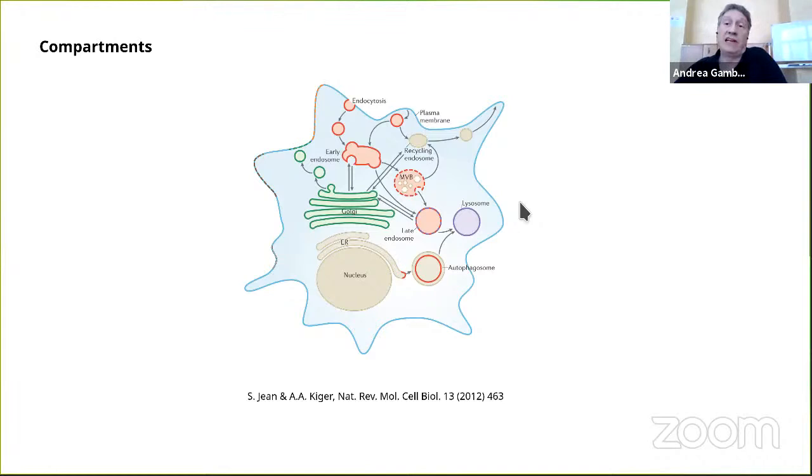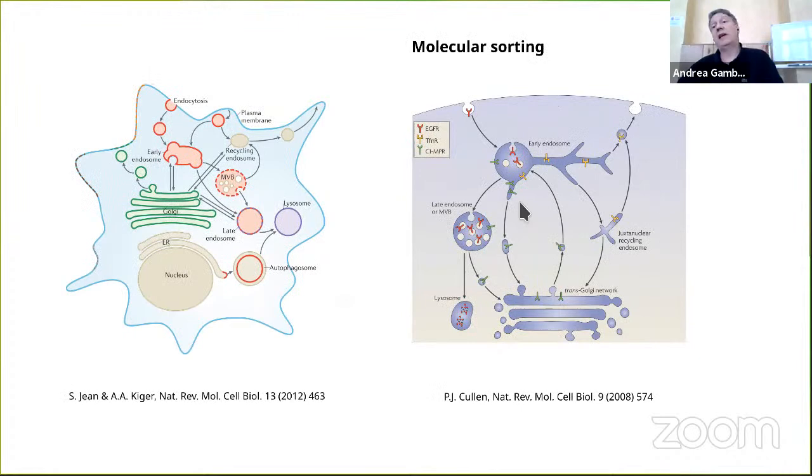And it turns out that there is a specialized process which is called molecular sorting, which consists in concentrating specific molecules into small lipid vesicles that are then transported and delivered to the right destination in such a way to keep the right order, the right organization in the inner parts of the cell.